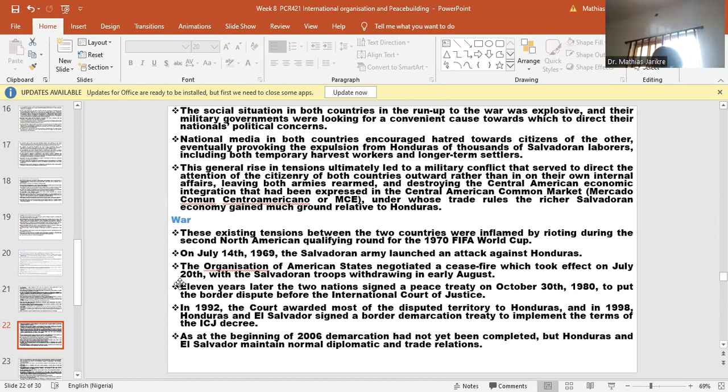Now, this existing tension between the two countries was inflamed by rioting during the second North American qualifying round of the 1970 FIFA World Cup. On July 4, 1969, the Salvadoran army launched an attack against Honduras.